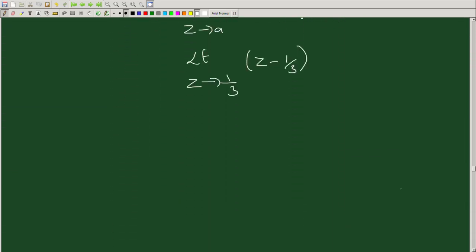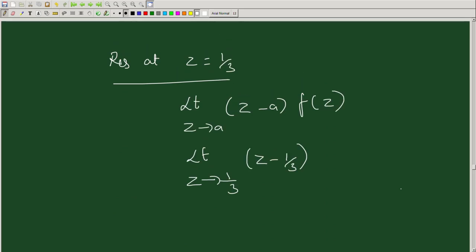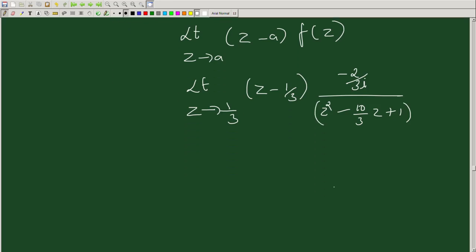So you know the concept of residue is that (z minus a) into f of z. Now your f of z is minus 2 by 3i divided by the denominator. What is that denominator? z square minus 10 by 3 z plus 1. You know that we already found the factors of this.